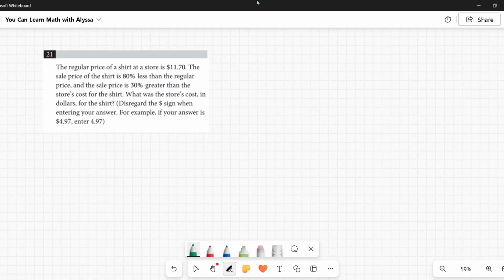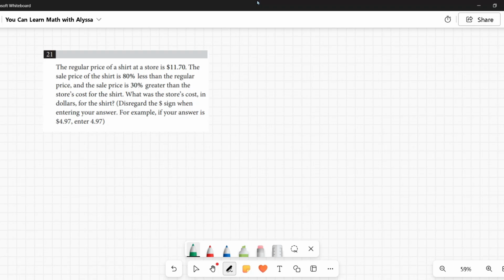Number 21, the regular price of a shirt at a store is $11.70. The sale price of the shirt is 80% less than the regular price, and the sale price is 30% greater than the store's cost for the shirt. What was the store's cost in dollars for the shirt? Disregard the dollar sign when entering your answer. For example, if your answer is $4.97, enter 4.97.